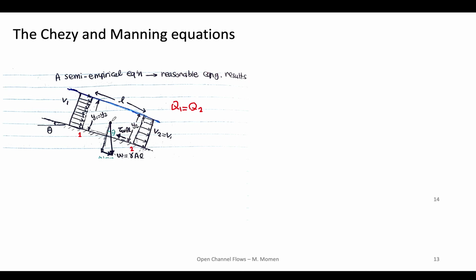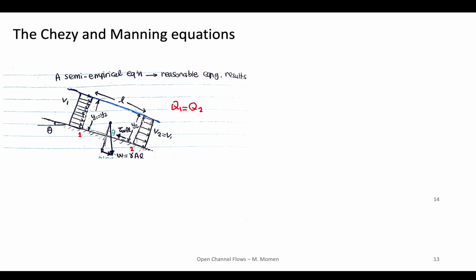And then we also have the weight of the water, which is shown here as gamma, which is rho g, the specific weight, times the cross-sectional area of this channel, A, multiplied by L, the length. So A times L is the volume. Rho is the density, and g is the gravitational constant. So this gives me the weight of the fluid.